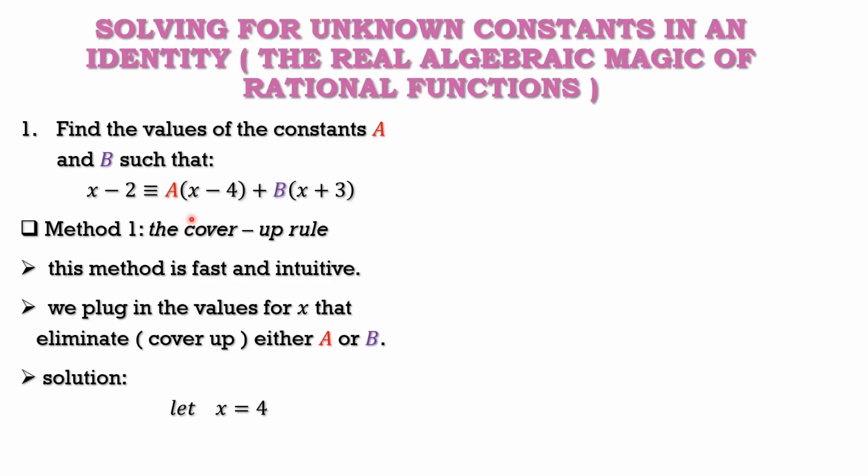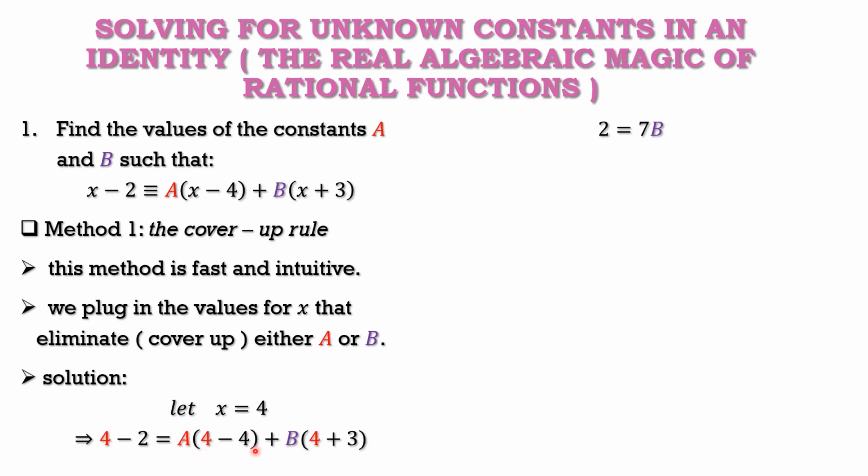When you look at this, a can only be eliminated when it is multiplying 0. So how can this expression be 0? When x becomes 4. So I said, let x be equal to 4. Now, the moment x becomes equal to 4, my substitution will be in this format: 4 minus 2 equals a(4 minus 4) plus b(4 plus 3). Now 4 minus 4 here will give us 0, and 0 multiplied by a is going to be 0.